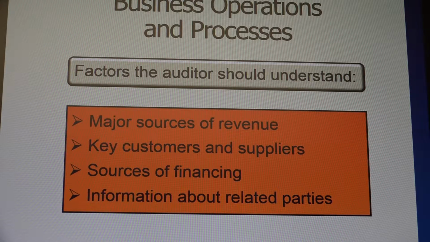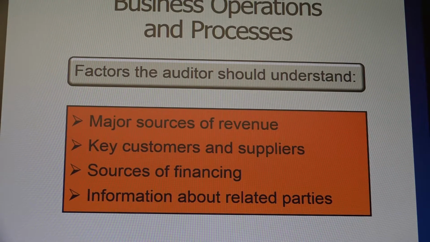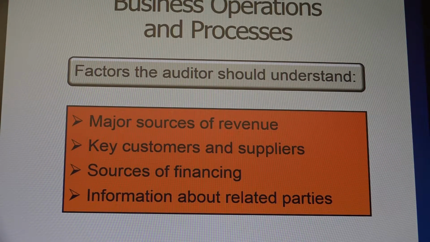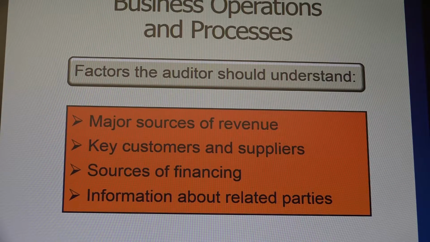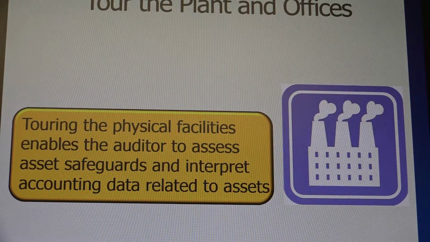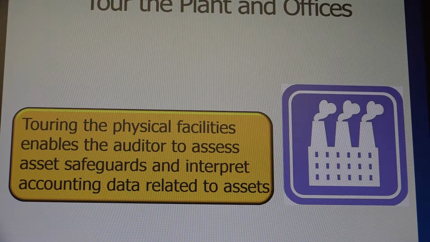And so the auditor should understand the factors such as major sources of revenue, key customers and suppliers, sources of financing, and information about related parties. And so in order for that to happen, what the auditor needs to do are the following.